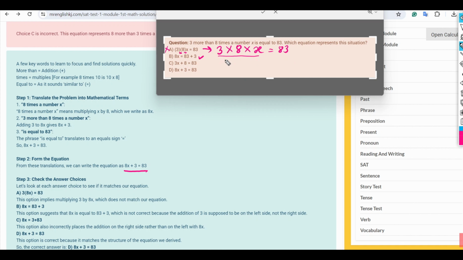Let's take a look at the second equation. Second equation tells us 8x equals 83 positive 3. You know that I told you this is a positive sign. If it goes to the right hand side, it will become negative 3, right? Negative 3. So it cannot be positive. Obviously, B is also wrong. In option C, it is saying 3x. No way in hell is it possible for x to go here and become 3's multiply. Obviously, it is totally wrong.